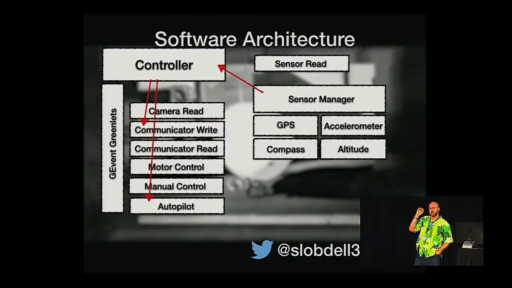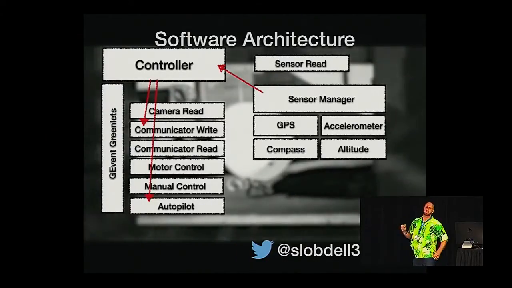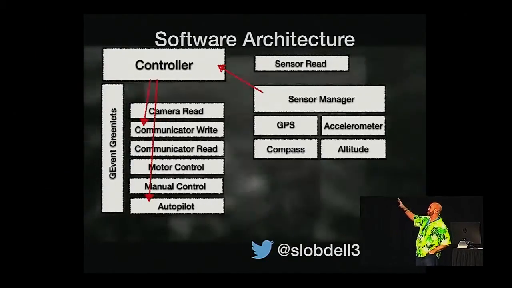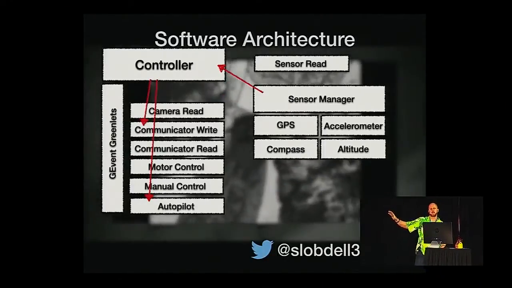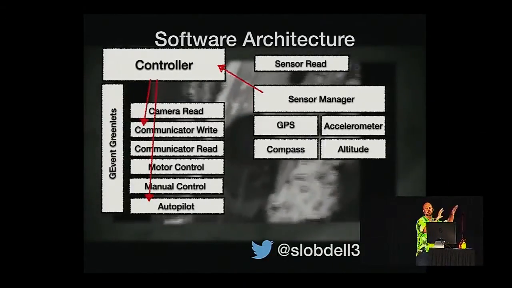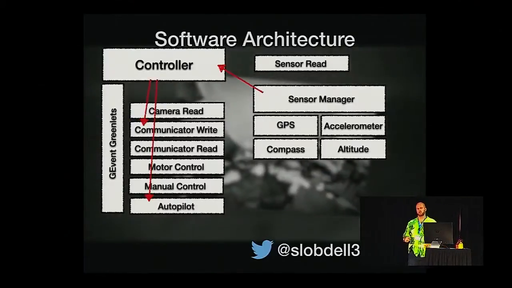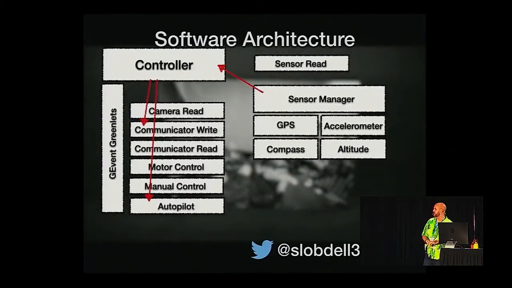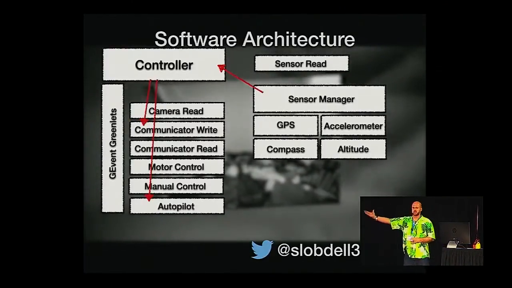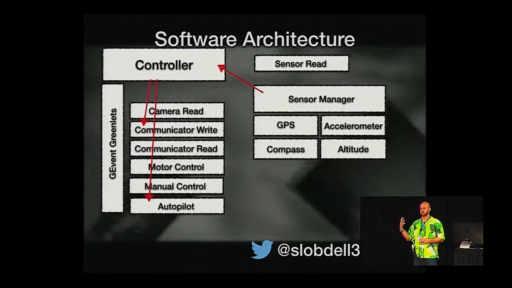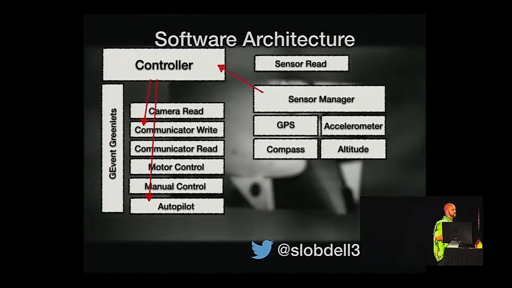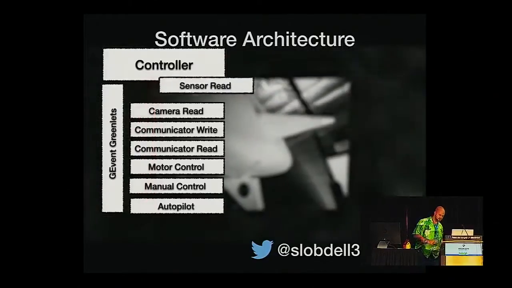As it gets those values, it then updates and communicates with the other greenlets and tells them about the updates. In this case, we're going to tell the communicator about it, which will send the data back to the client with what my current GPS is, what my altitude is, everything else. And it's going to send it to the autopilot. The autopilot relies on the sensor data in order to think and decide what to do next.